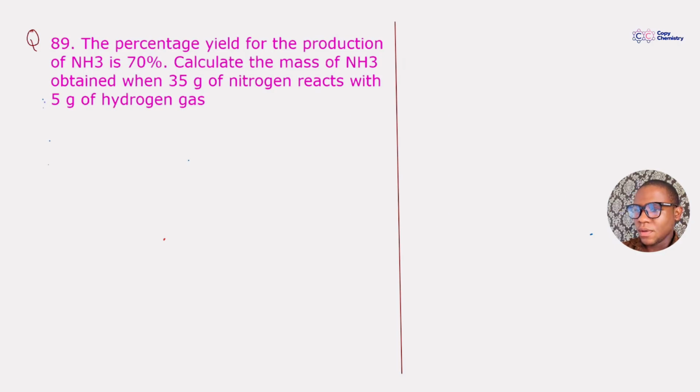So they've given us the percentage yield for the production. It's not 100% efficient, it's just 70%. Yeah, that's still an A though in some places. Right, so 70% of ammonia was produced. That is the percentage yield. And now they're asking us to calculate the mass of ammonia that is produced when 35 grams of nitrogen reacts with hydrogen gas. Okay, 5 grams.